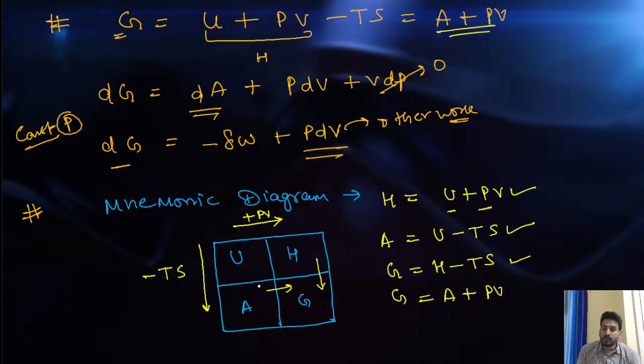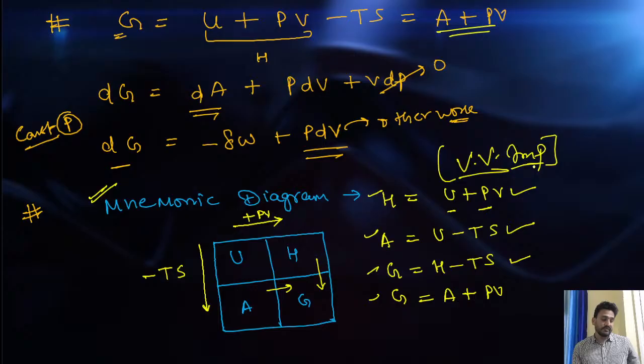To remember these equations, you can remember this mnemonic diagram also. By adding this, by getting any value, you can go here or you can go down. U plus PV is equal to H, U minus TS is equal to A. For G, H minus TS is G, or A plus PV is equal to G. These are the four equations, which are very, very important.